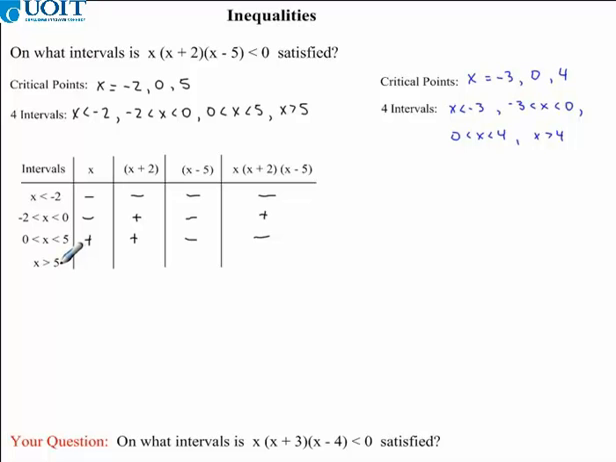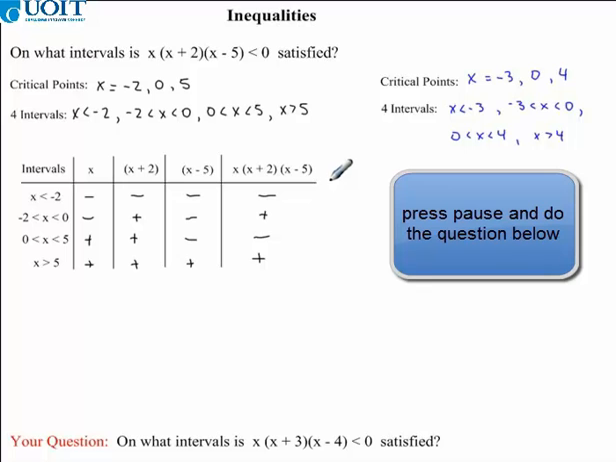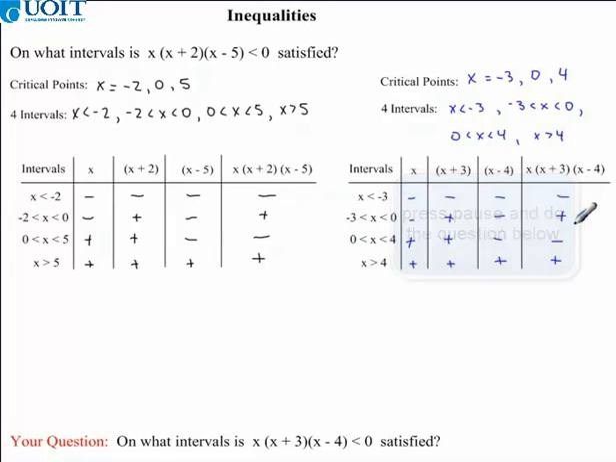For our last row, we need to choose a value greater than 5. Let's say 6. Our first column will be positive, as well as our second. 6 minus 5 also gives us a positive answer. Now, three answers that are positive, once multiplied together, will also give us a positive answer. I would now like you to create a chart similar to this for the question you are given, and to fill in all the rows. Here's how your chart should look.